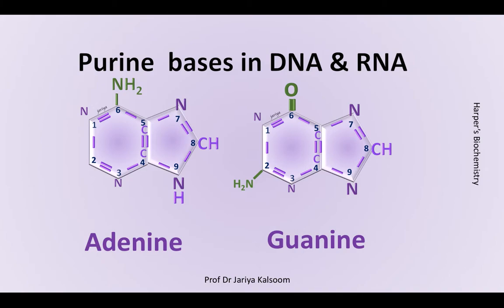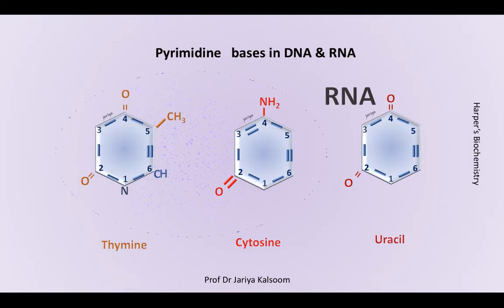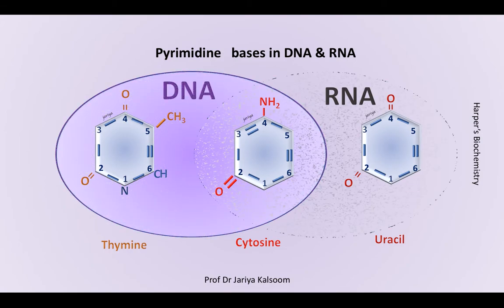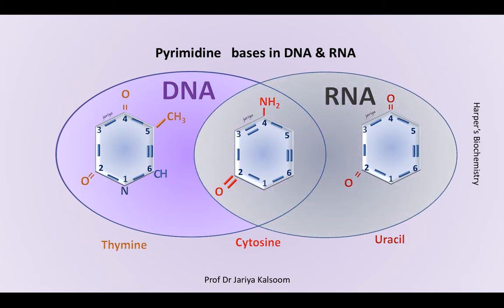The purine bases present in DNA and RNA are adenine and guanine. Of the pyrimidines, thymine and cytosine are present in DNA, whereas in RNA, cytosine is present, but thymine is replaced by uracil. Thus, cytosine is the base present in both DNA and RNA, whereas thymine is exclusive to DNA and uracil to RNA.